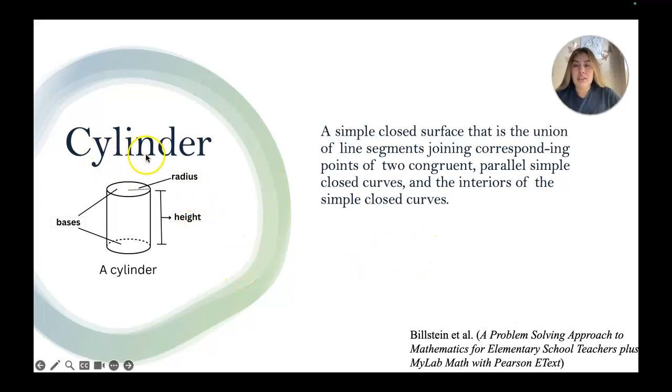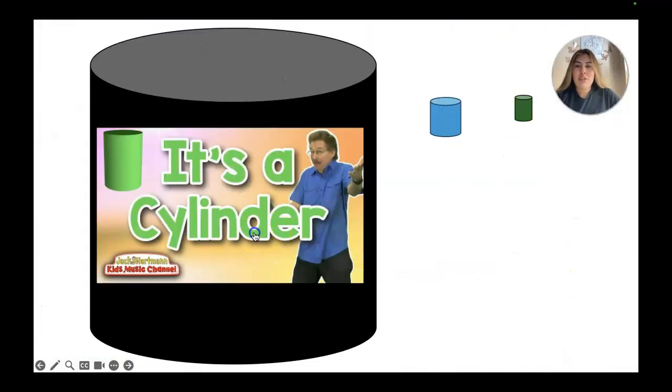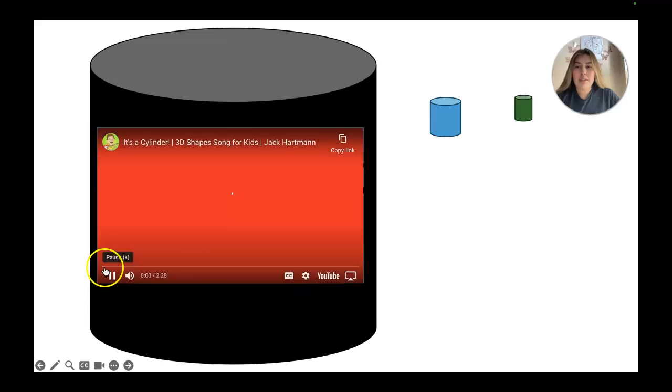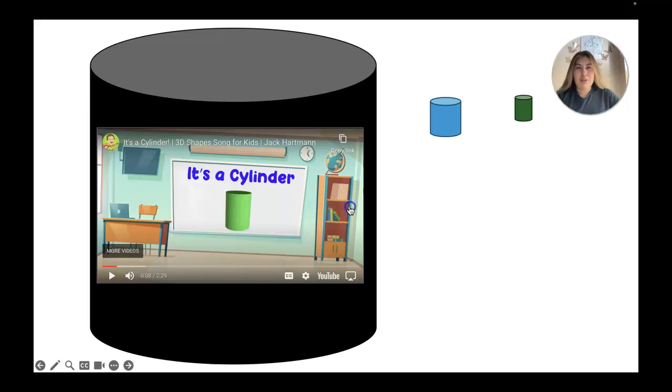So here I have a picture of a cylinder, and it has a base, a radius, and a height. And my reference. I wanted to show a small clip of a video that I found on YouTube, which I thought was really cute.